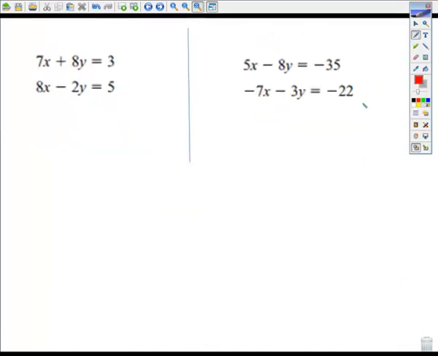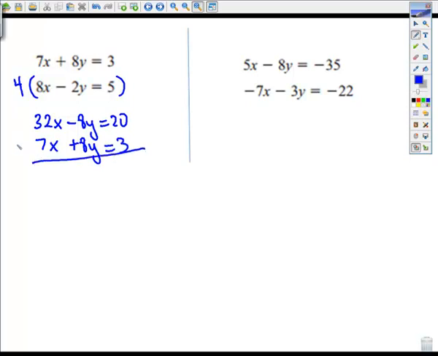Alright, let's try a couple more. We're going to just do lots and lots of these. I want you to get good at them. Alright, 7 and 8 are not multiples of each other, but 8 is a multiple of 2. So I'm going to multiply this bottom equation by 4 so I can eliminate the y's. That gives me a 32x minus 8y equals 20. I'll rewrite the other one so it's right underneath it.